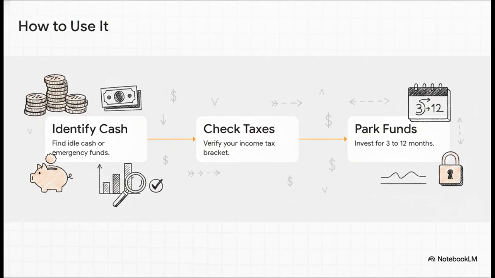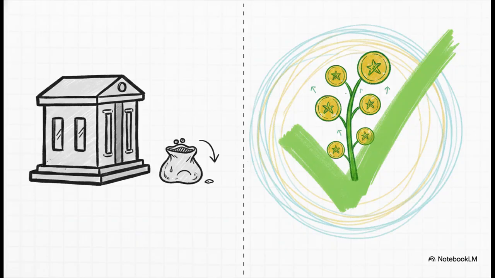So if it's not for hypergrowth, how should you actually use it? Here's the playbook. First, identify your idle cash or emergency funds just sitting around in a regular bank account. Second, check your tax bracket, which is super important. And third, park that cash here for short-term horizons, say 3 to 12 months, when you absolutely need liquidity and safety above everything else. Now, that second step about taxes, that is the real secret weapon.